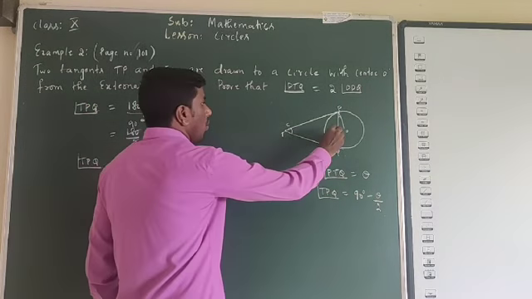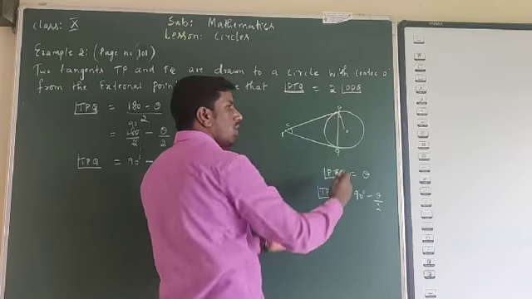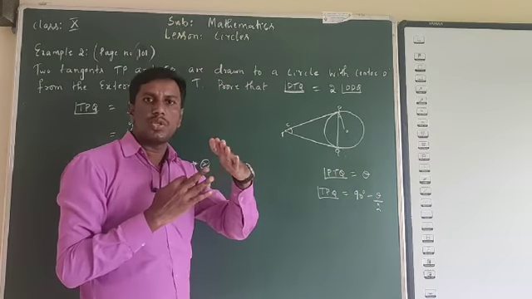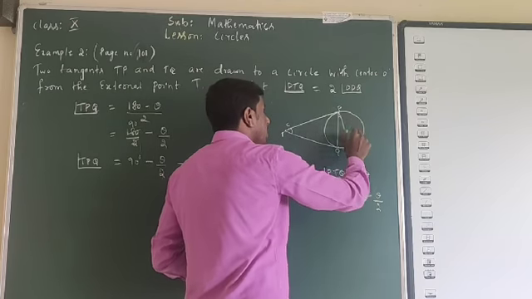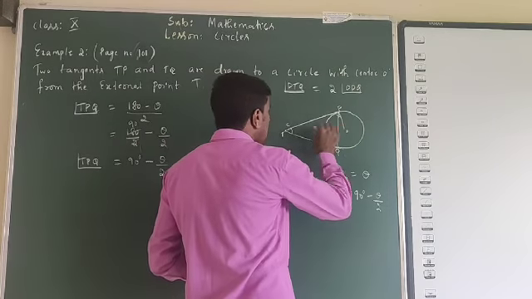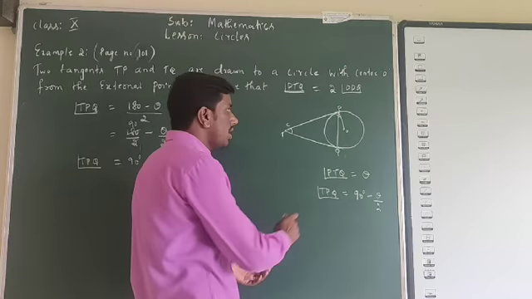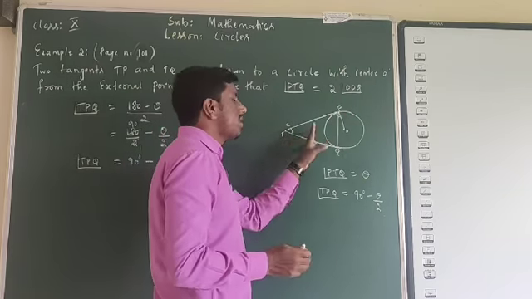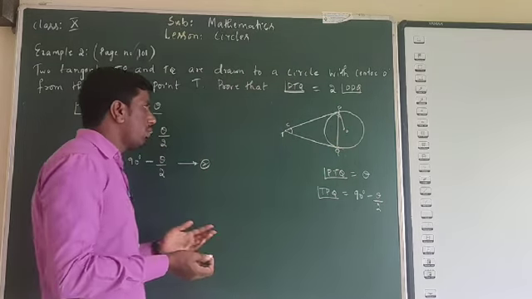Now, since OP is the radius and TP is the tangent, these two must be perpendicular to each other. From theorem 1, the tangent at any point of a circle is perpendicular to the radius through the point of contact. TP is the tangent, OP is the radius, both must be perpendicular to each other. That means this angle must be how much? 90 degrees. What is that angle? TPO, because O is the center. OP is the radius. TPO will be 90 degrees or OPT is 90 degrees, whatever it may be. We'll write OPT only.